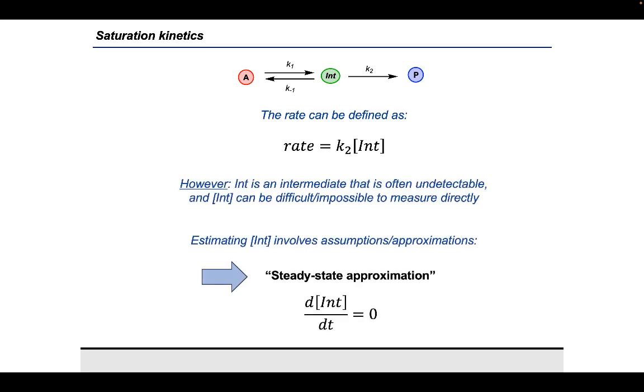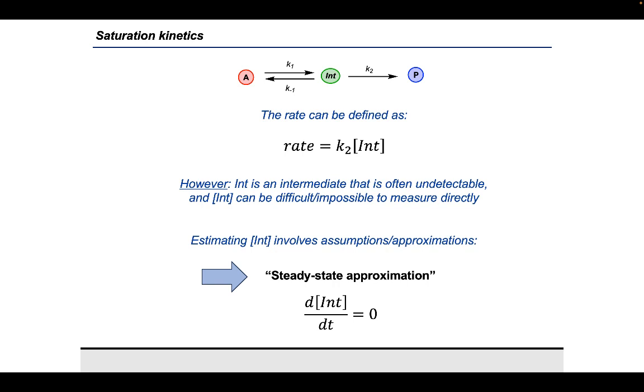But now a problem arises, which is that the concentration of the green intermediate is likely not something that we can monitor easily. It might be high in energy, and it might be fleeting, or it might be present in very low concentrations. So it can be very difficult, or in some cases impossible, to actually measure the concentration of that intermediate accurately. So in this scenario, we actually have to estimate the concentration of the green intermediate, which involves approximations or assumptions. And the one that I'll touch on today is what's known as the steady state approximation.